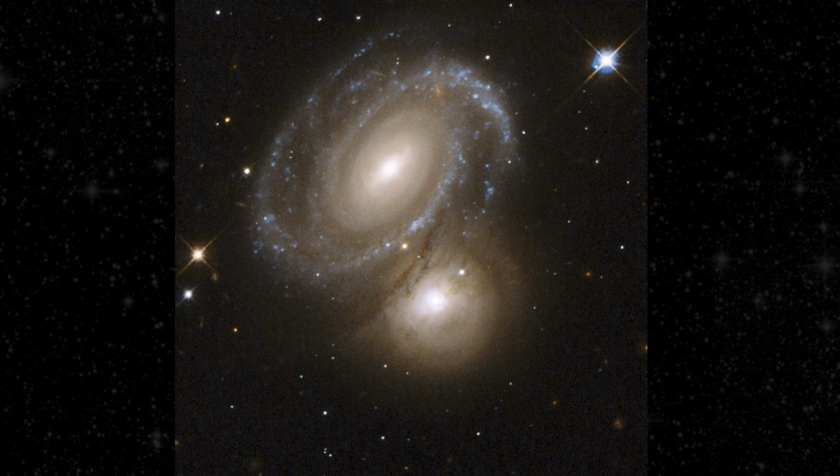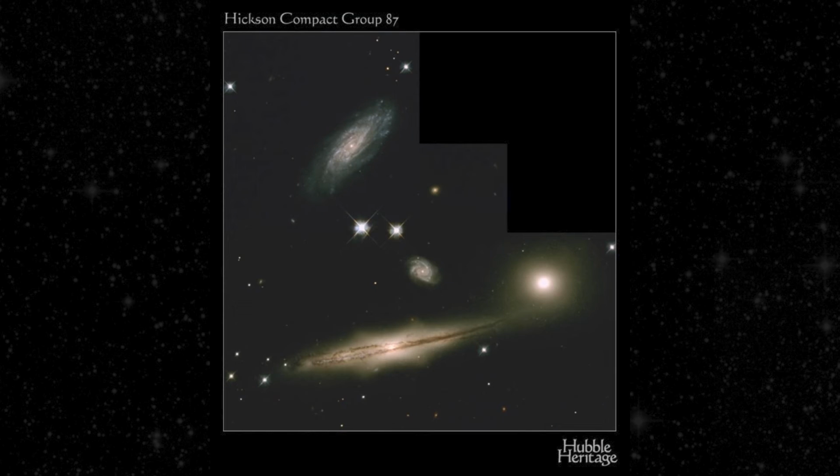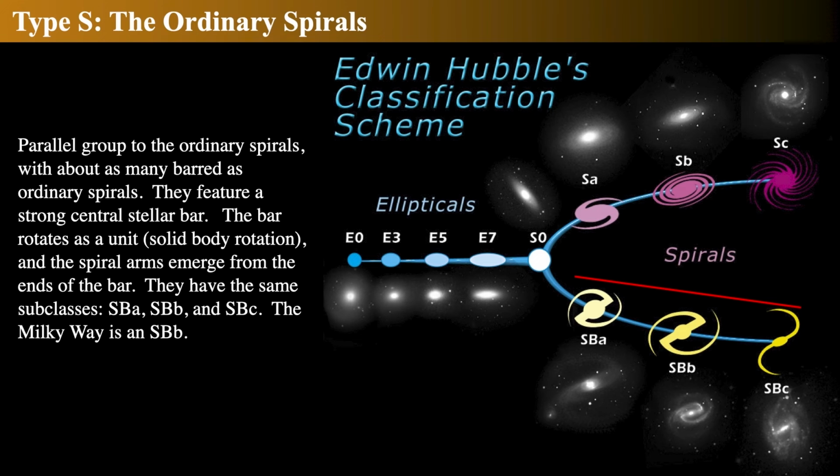There's another pair that seems to be one in front of the other. And here's what we call a compact group. And so all four of these little galaxies are in a group, gravitationally interacting with each other. So that gives us some information about the nature of normal spirals.